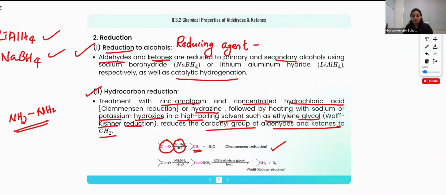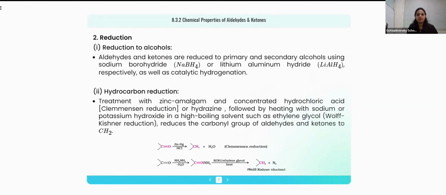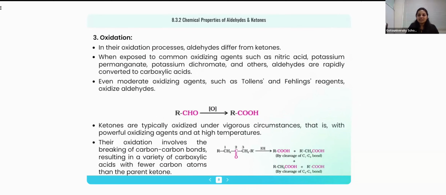See, the products are the same. The CO group is converting into a CH2 group. That is reduction. Reduction means addition of hydrogen and removal of oxygen. From this carbonyl compound, we are removing the oxygen and adding the hydrogen. In both reactions, that is the same, but the reagents are different. Oxygen is removing and hydrogen is adding. Got it? Next one is oxidation.